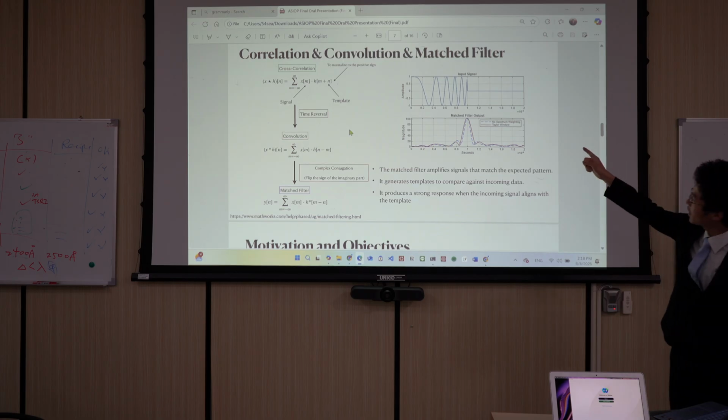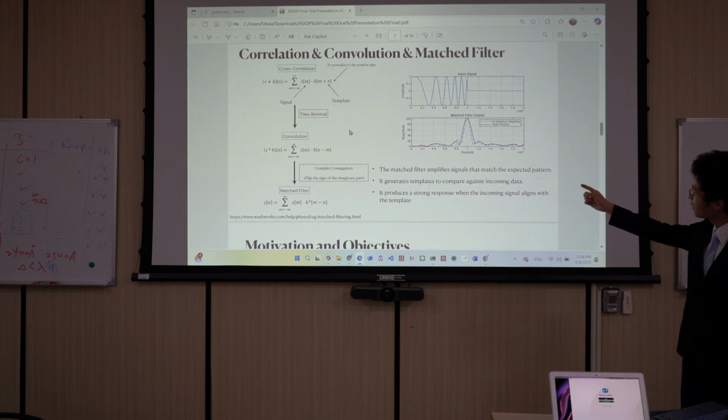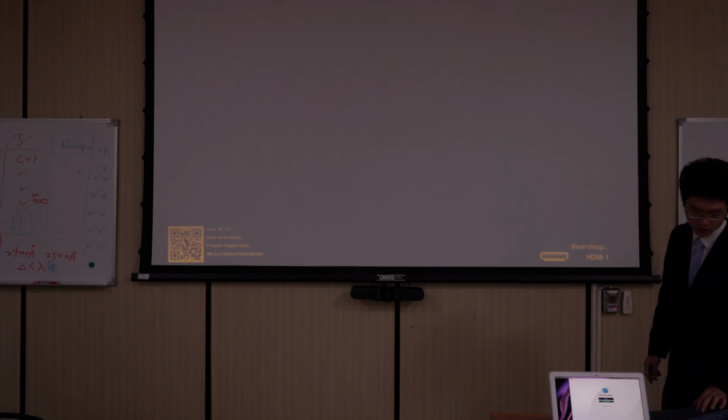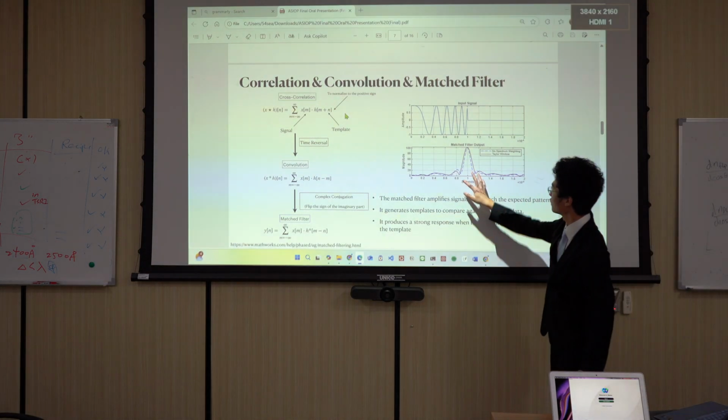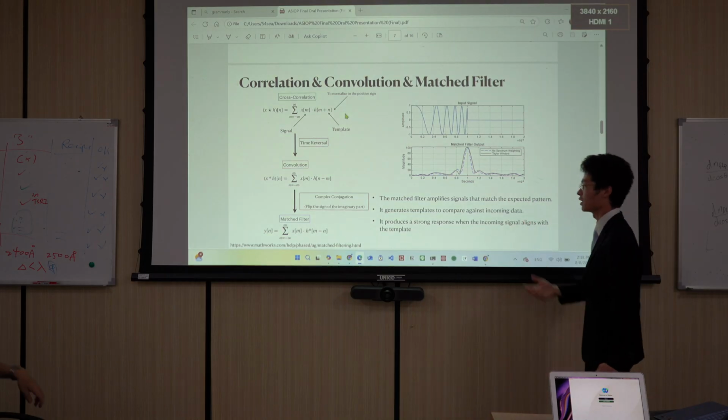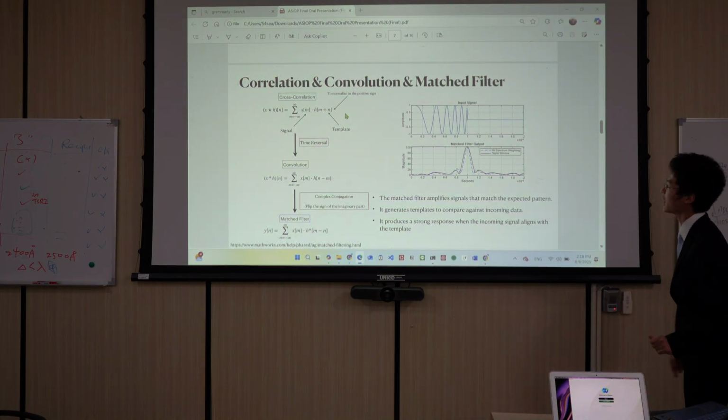So we can see that we're inputting the signal, and then match filtering is helping us return the signal to a more specific area. So we can actually amplify the signal that matches the expected pattern.